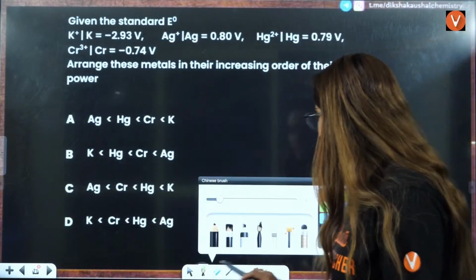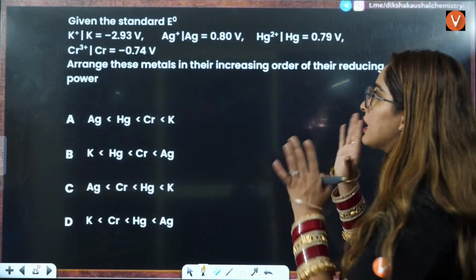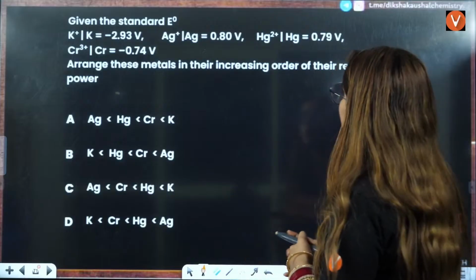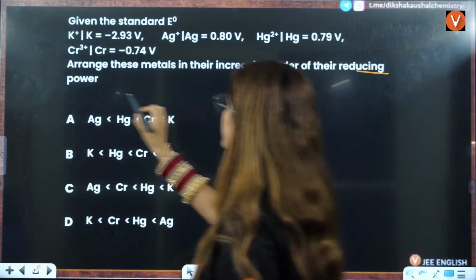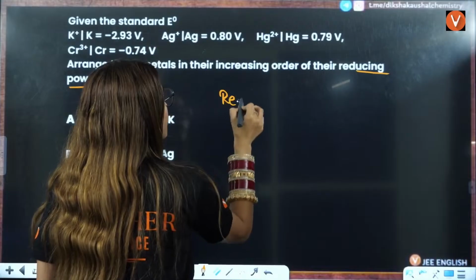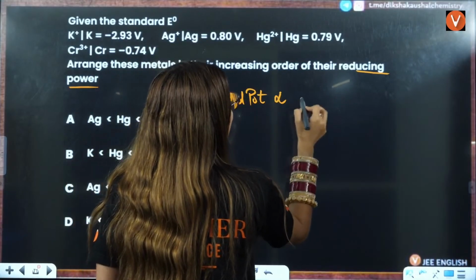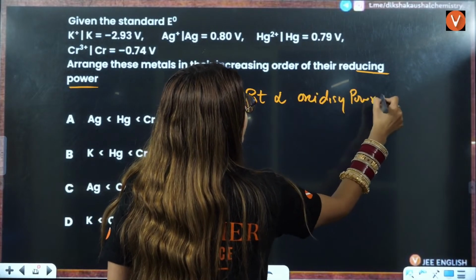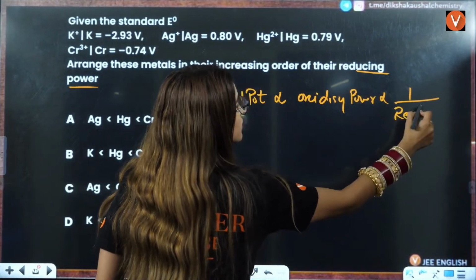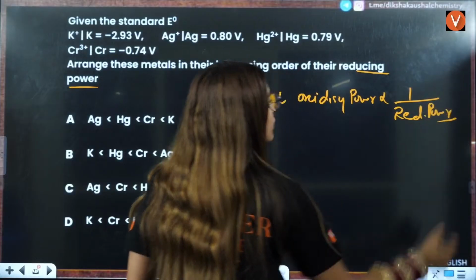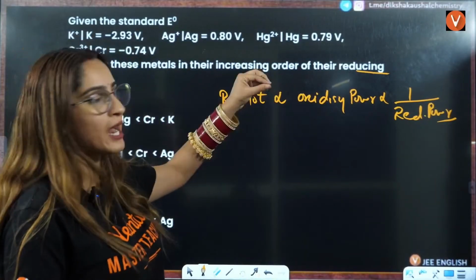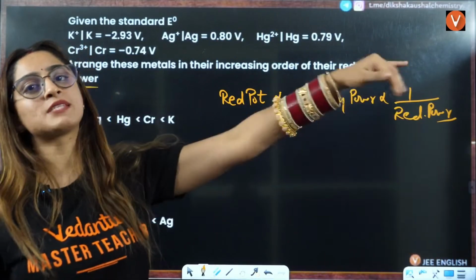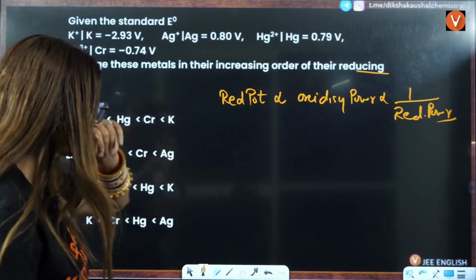Right? Next question is, you have 4 electrode potentials given to you. They are asking you the reducing power. So always remember, if you talk about reduction potential, that is directly proportional to oxidizing power, right? And that is inversely proportional to reducing power. So reducing power, that means the tendency to get reduced. If I want to get reduced, I would want to oxidize something. That means I'm a good oxidizing agent, right?